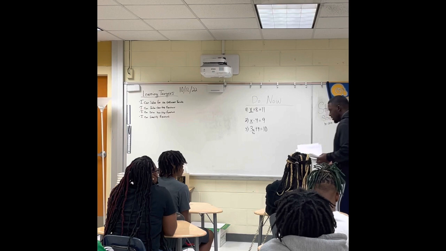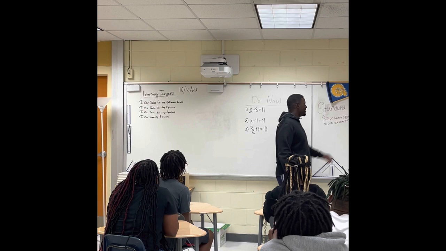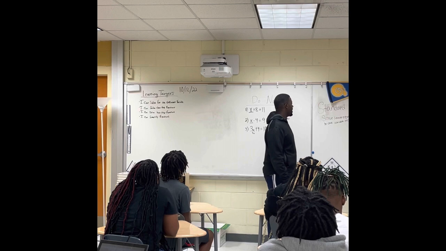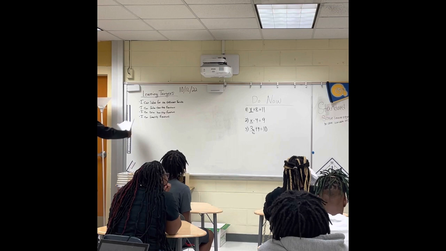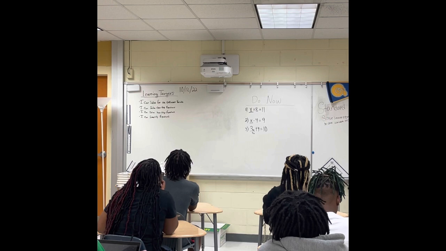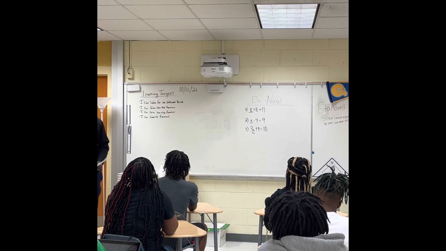All right, now we're going to move to the opening. First thing we need to do is identify what our standard is for the day. And our standard is this long number, MGSC9-12.A.REI.3. That is solving linear equations and inequalities in one variable, including letters. All right, our learning targets for the day are: I can solve for an unknown variable. Our second one is, I can solve one-step equations. Our third one is, I can solve two-step equations. And our last one is, I can simplify equations. And you just showed that you can do all that in the do now. So we're just going to reiterate on that.